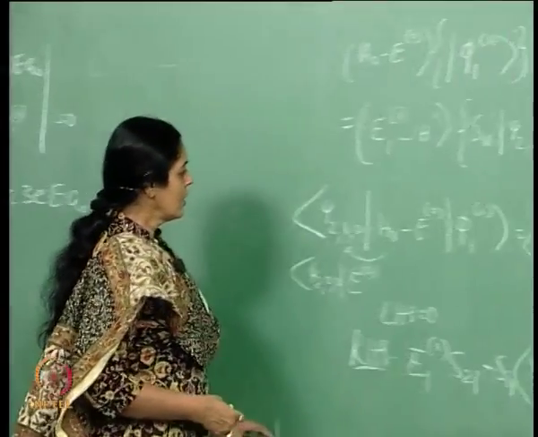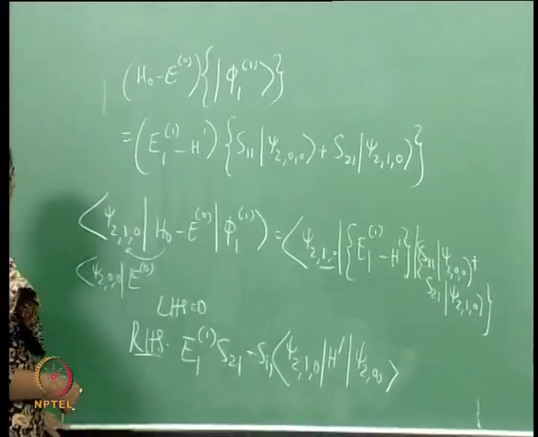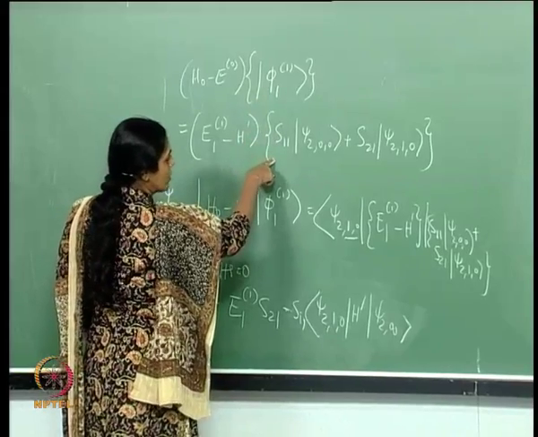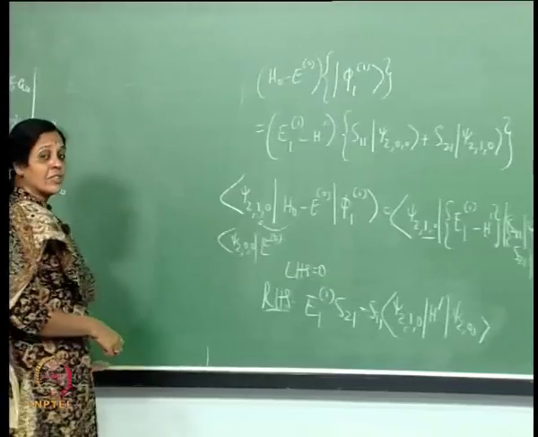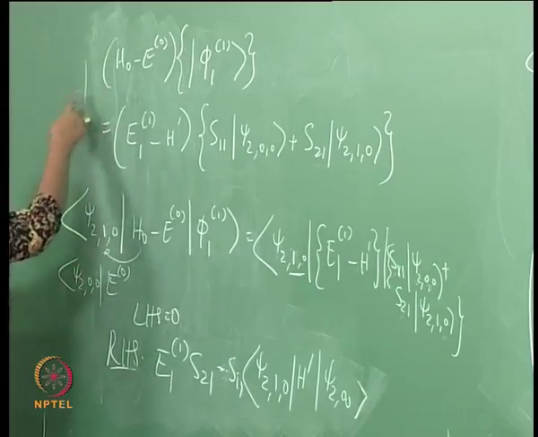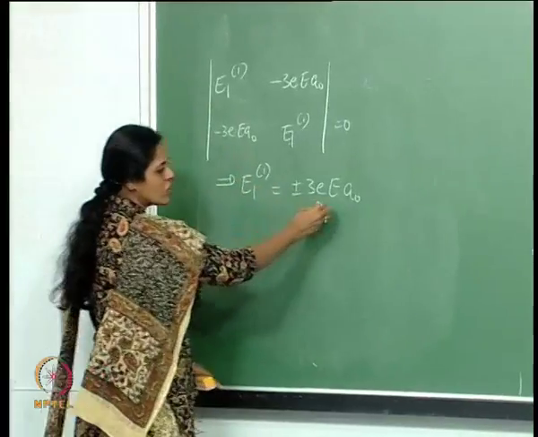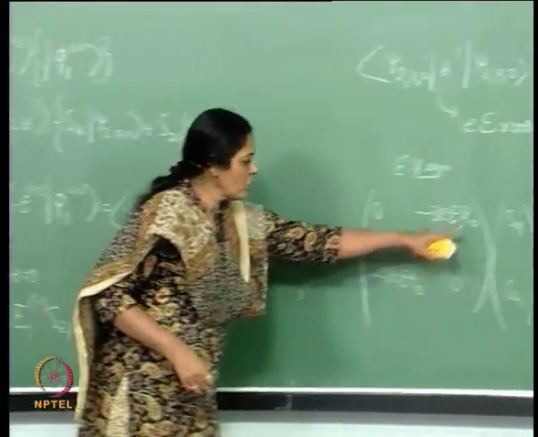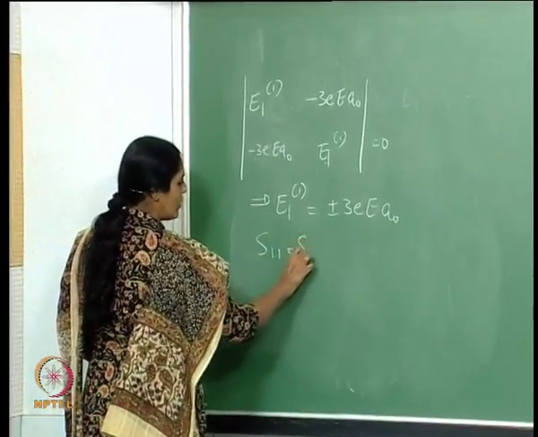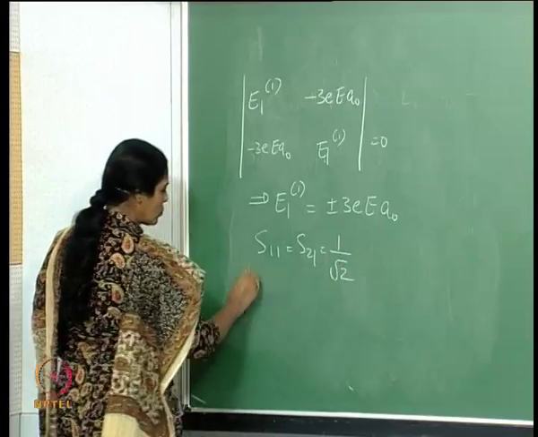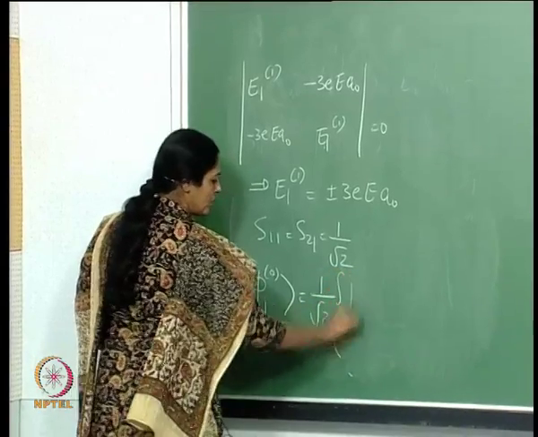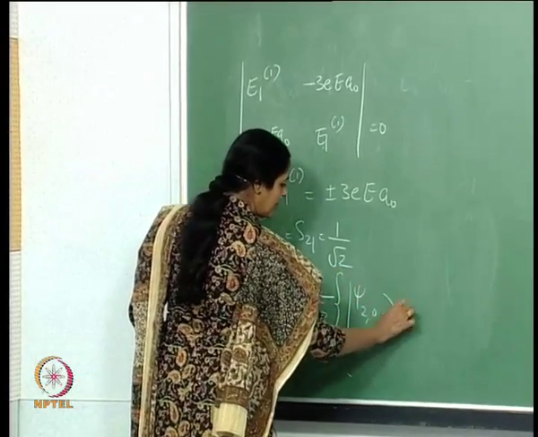Now suppose I had worked not with this, but with the other equation, the equation for phi 2, what would I have got? To complete this story, before we get there, I can now substitute this eigenvalue and find out S11 and S21, and it turns out it's a trivial matter to show that S11 equals S21 is 1 by root 2, and therefore I have this normalized state phi 10 is 1 by root 2 (psi 200 plus psi 210).